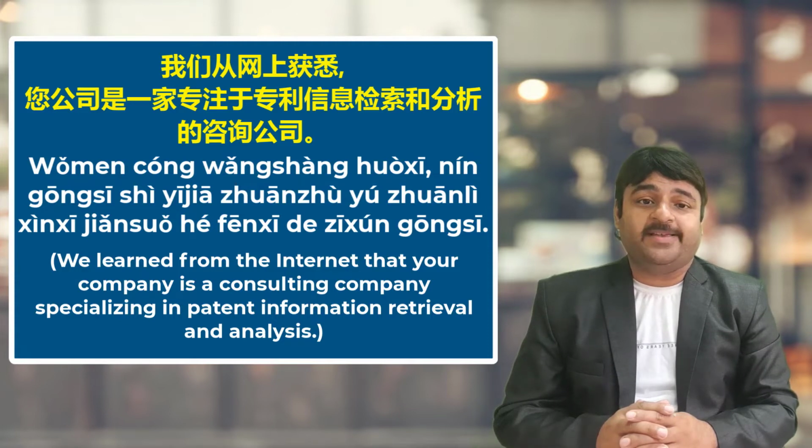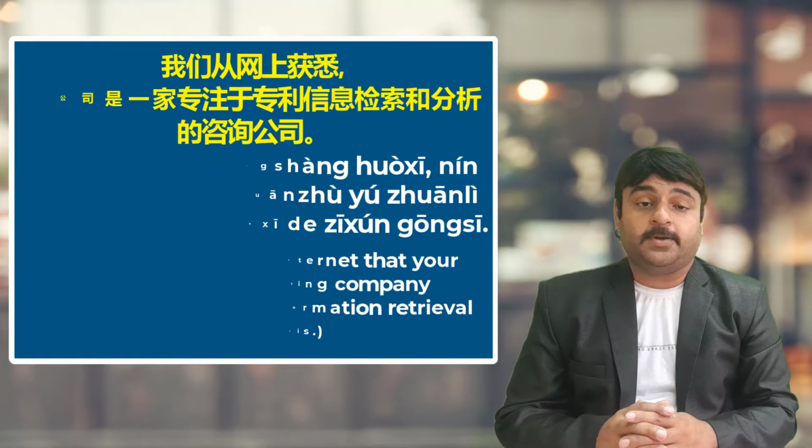Kui Gong Si. Kui is valuable. We can also use nin here, but kui sounds more formal and more polite. Kui Gong Si is your company or your valuable company. Shi is, so I from internet came to know that your company is, followed by the description of the business that this company is operating in. So, 我从网上学习, I learned from the internet. 贵公司, your company, shi, is, followed by the description of the business of the client company.